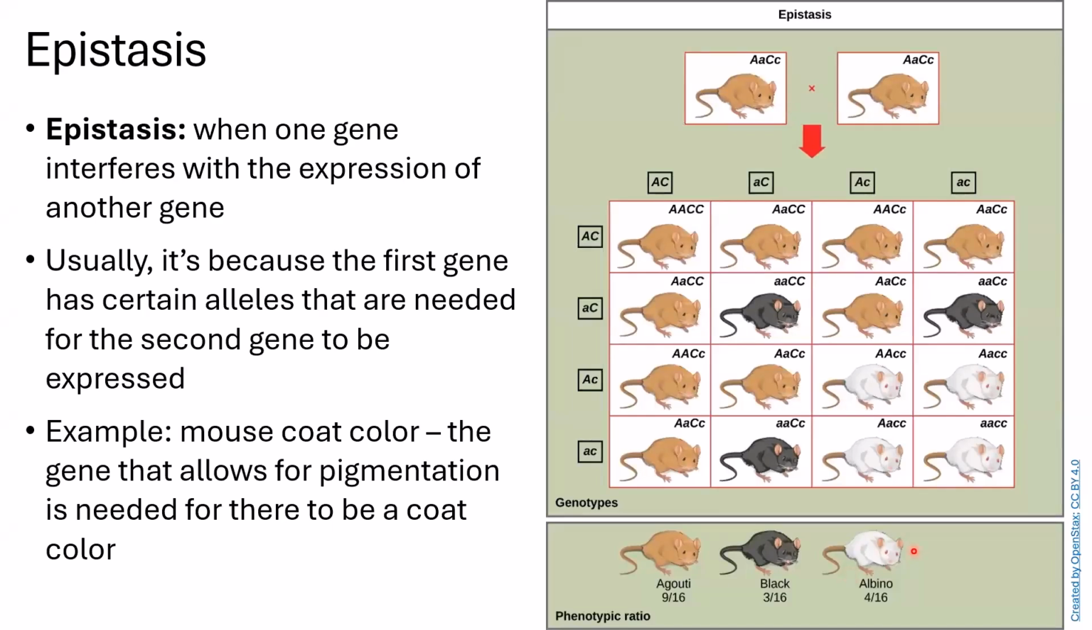This results in a slightly different distribution from a dihybrid heterozygous cross, in which 9 out of 16, as usual, have the dominant traits in the form of agouti coat color, 3 out of 16 are recessive for gene A but dominant for having coat color, and so they have a black coat, and 4 out of 16 have a white coat because they are recessive for having coat color, even though they have at least one dominant allele for the agouti gene. There are also a few exceptions to dominance.